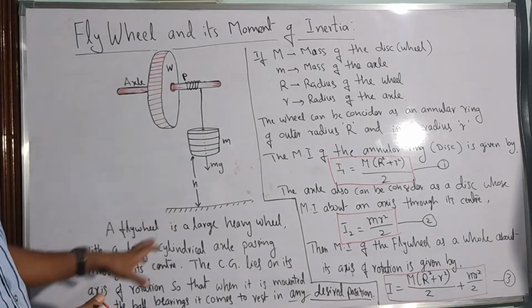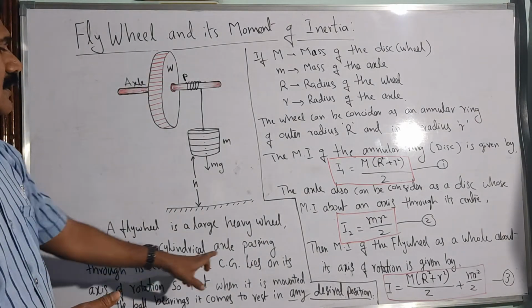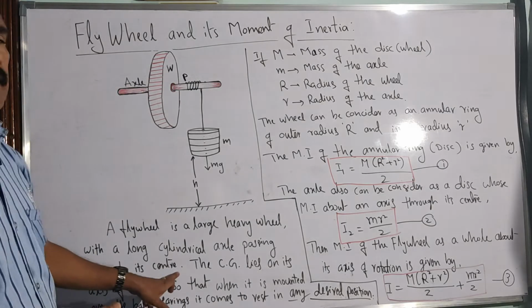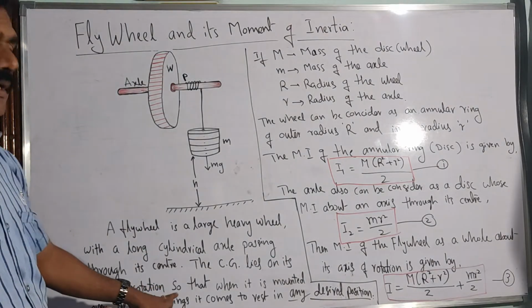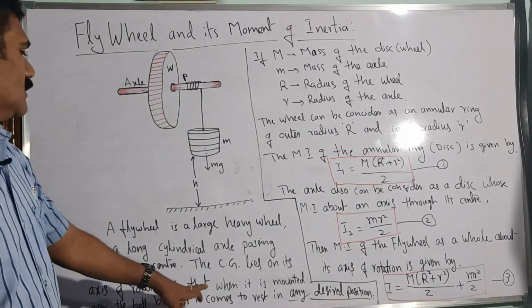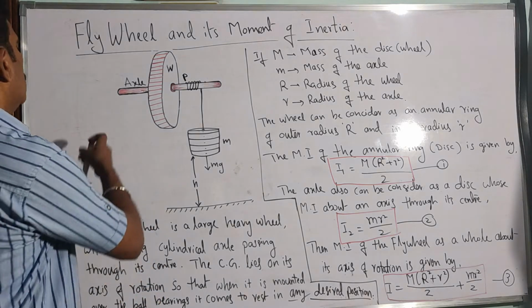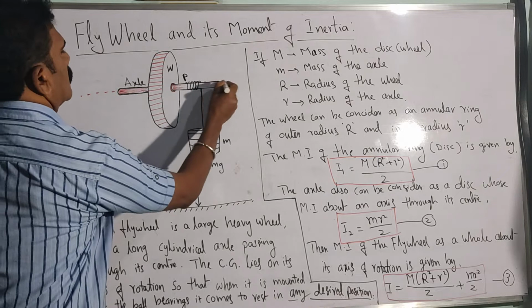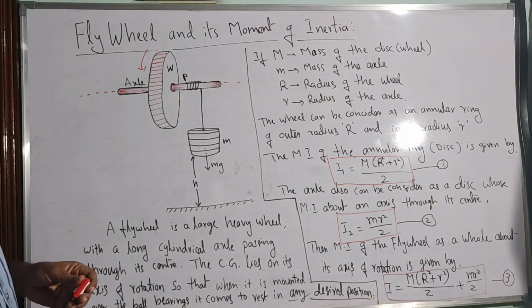It is a large heavy wheel with a long cylindrical axle passing through its center. The center of gravity always lies on its axis of rotation, meaning the axis of rotation will be like this. So when the wheel is rotated about the axis of rotation, it looks like this, right?